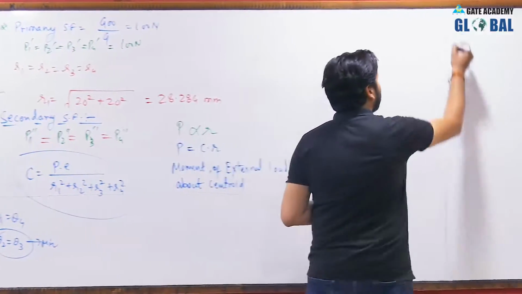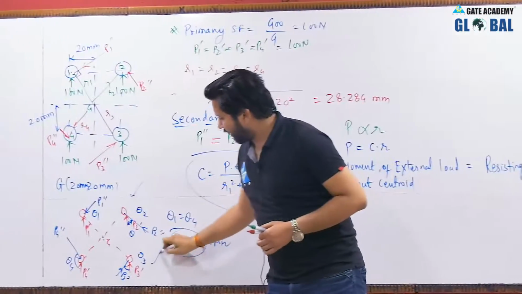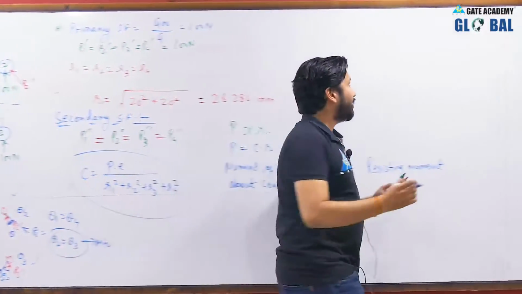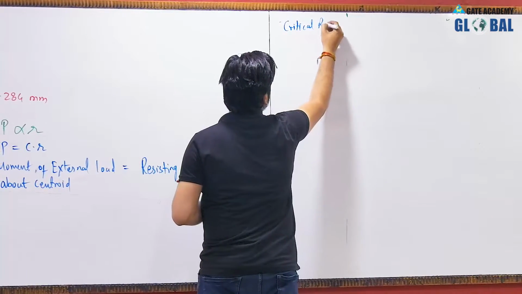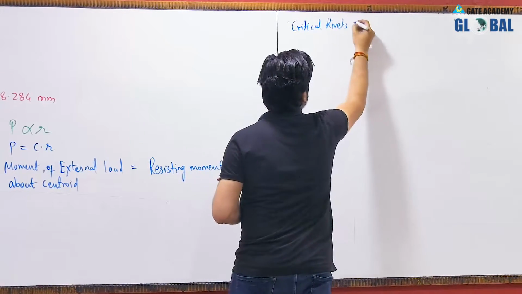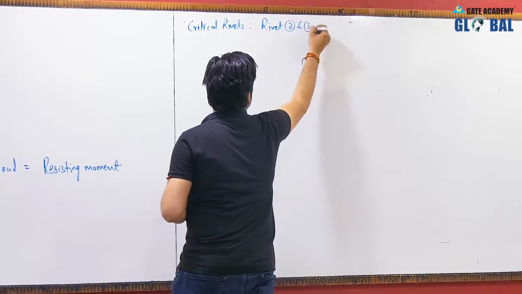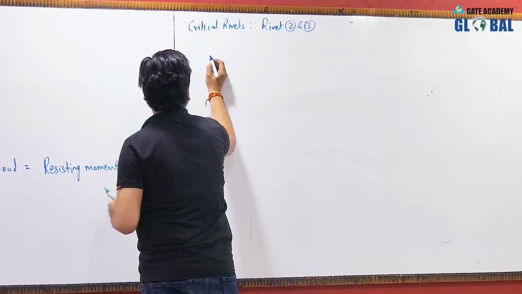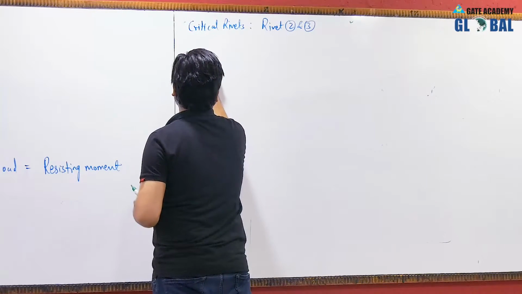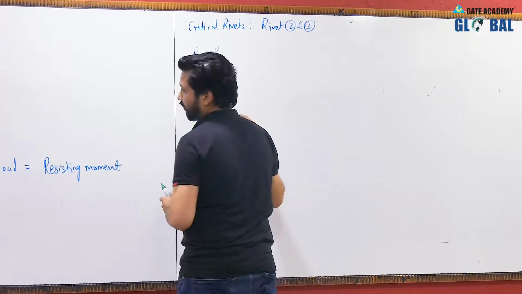So the resultant force on the critical rivets: rivet number 2 and rivet number 3 are the critical rivets. To find the resultant force, that is R2 or R3, first of all let us find the value of theta.